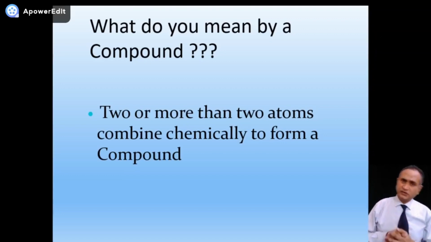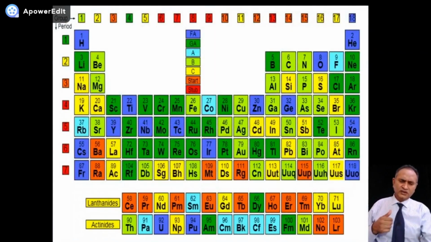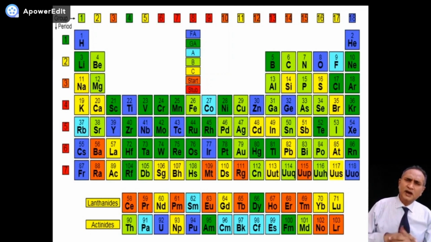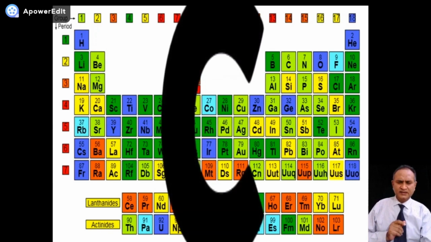You can see on the screen, 2 or more than 2 atoms combine chemically to form a compound. Now the question is, we have about 118 elements, which you can see in the periodic table. How many estimated compounds are there of all of these elements? Any guess?